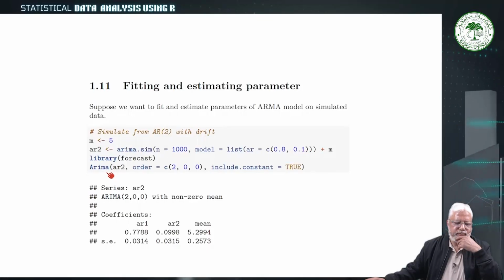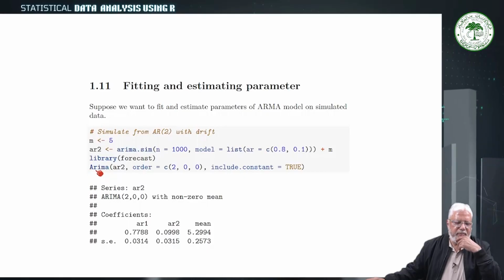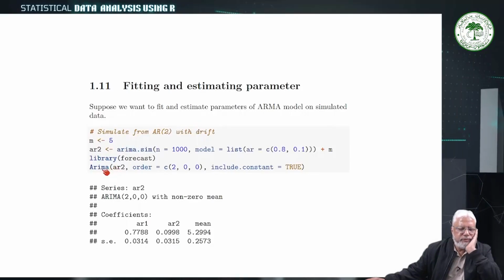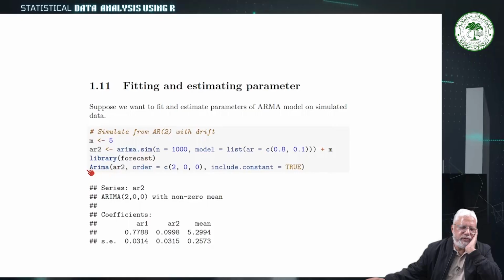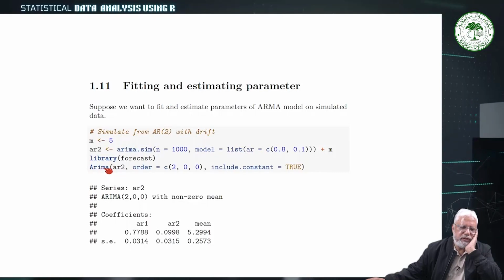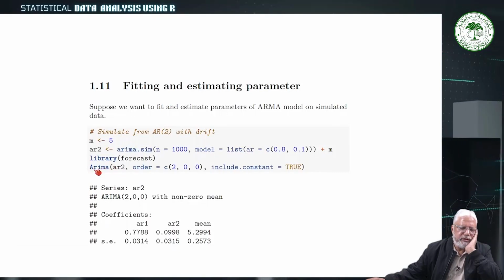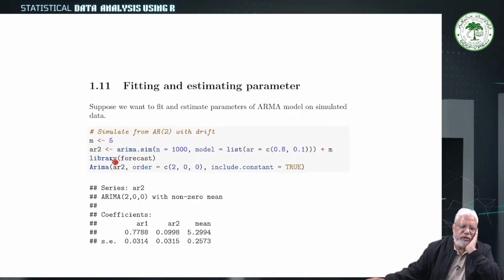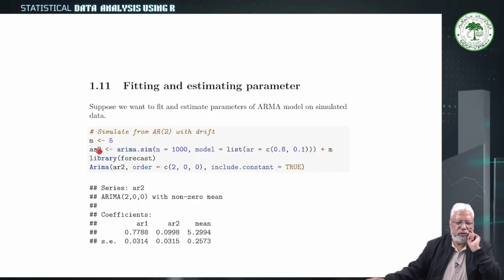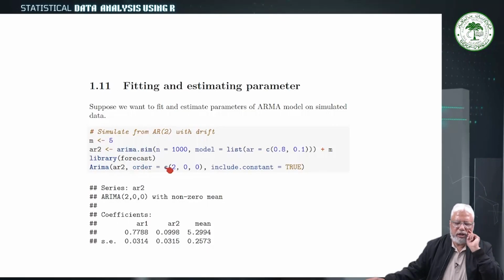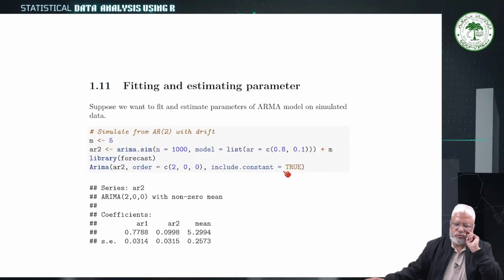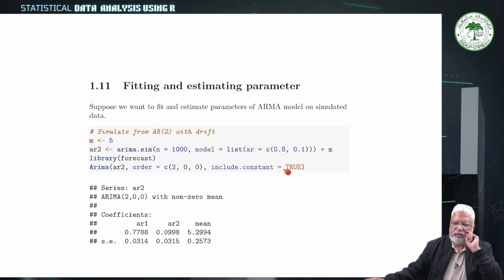So, library forecast, then Arima with a capital A. Arima is a function of the forecast package, whereas with the small letters, arima is a function of base R, of the stats package in R. But here you have to install forecast and then you can call this Arima. Then the AR2 simulated data, order c(2, 0, 0), include.constant is equal to TRUE, because we want this constant to be included.